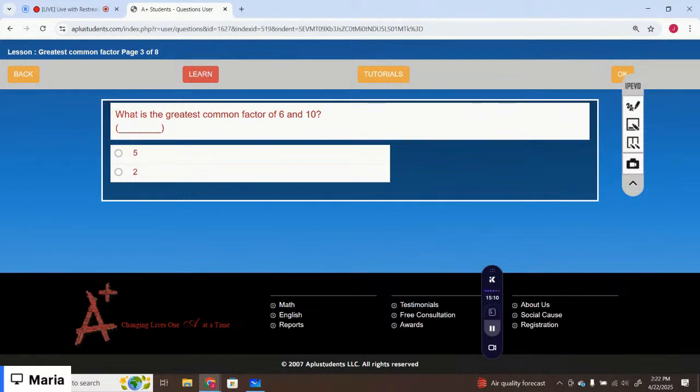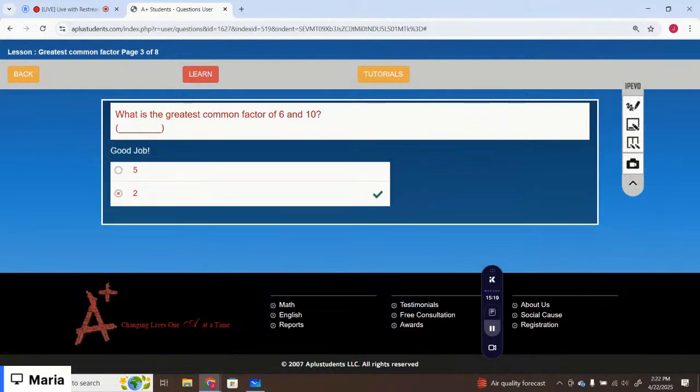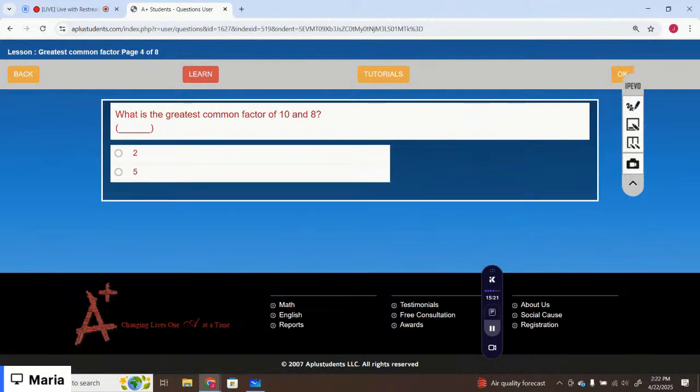What is the greatest common factor for 6 and 10? Very good. Option number 2 is the correct option, but you can do it both ways: by writing the factors and by looking at the greatest number that can divide both the numbers, right?